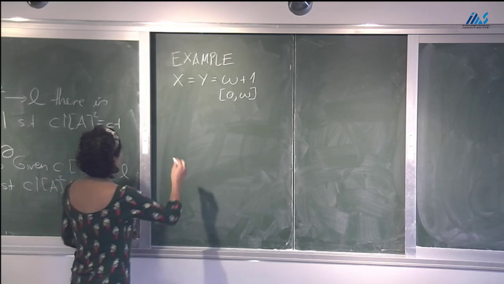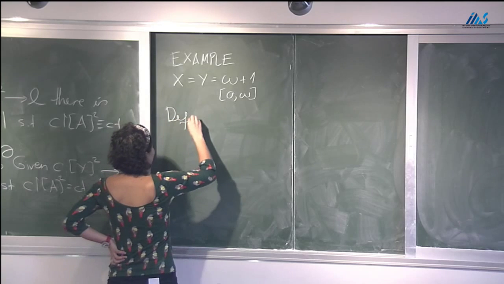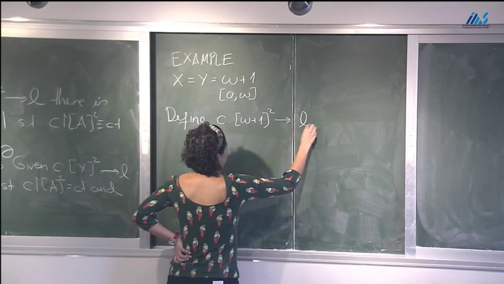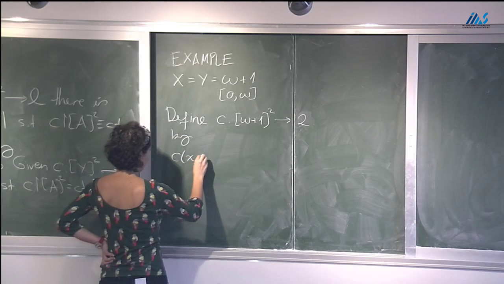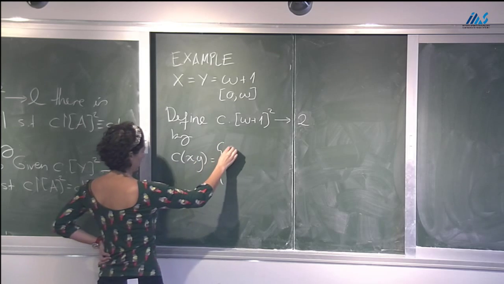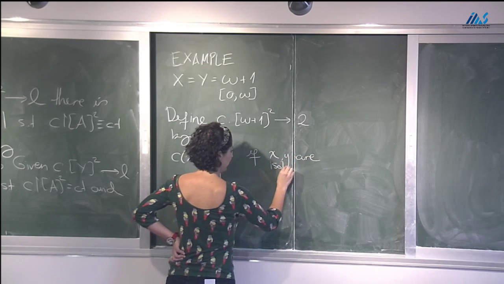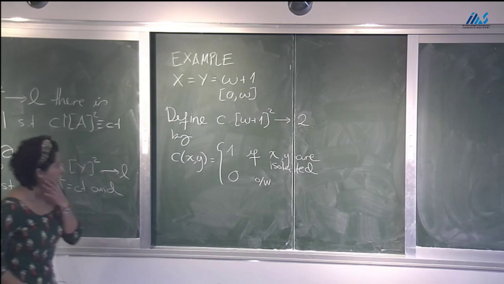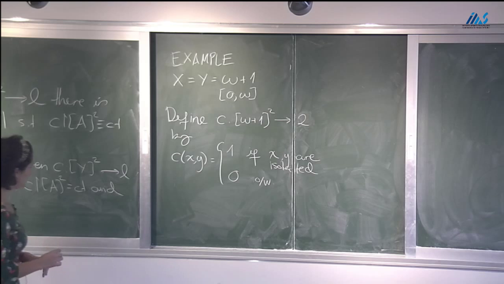The best way to approach this is to just think about a coloring first. So let's define a 2-coloring on the pairs of omega plus 1: a pair gets color 1 if both x and y are isolated, and 0 otherwise. I should say that even though I'm introducing some topology on the set that I'm partitioning, I'm not restricting the colorings to be continuous. These are just any coloring.